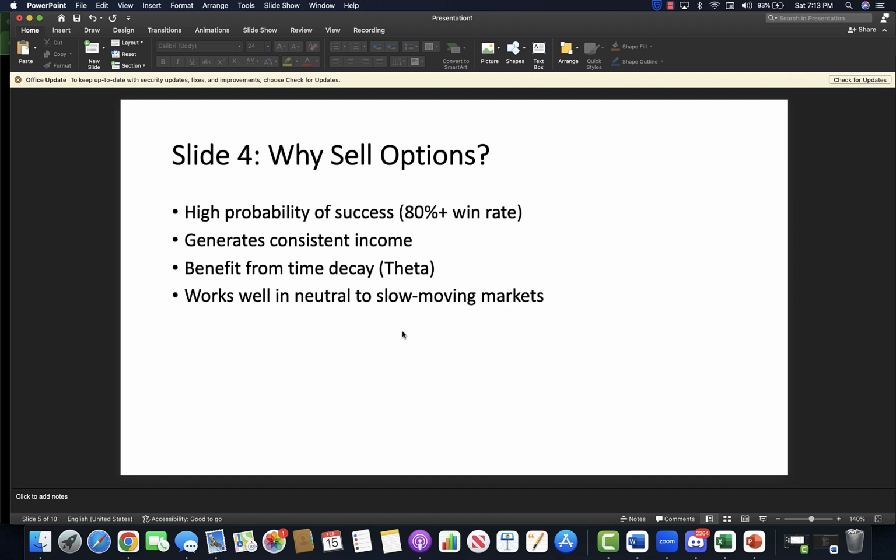So obviously, when it comes to selling options, it's a great way to generate consistent income and benefit from time decay, because Father Time always wins, and it works well in a neutral to slow moving market, which, listen, it works well in fast markets too, because if you're selling covered calls, you can roll them up. And if you're selling cash secured puts, you will profit when it goes up. And obviously, if it goes down, you can roll down. We're not going to have time to discuss rolling in this video. If you want, search rolling on my channel.